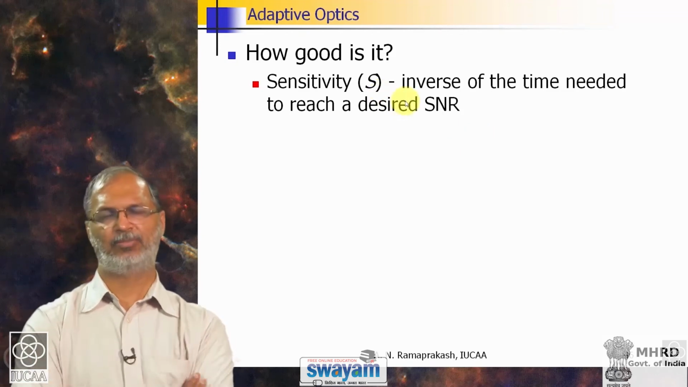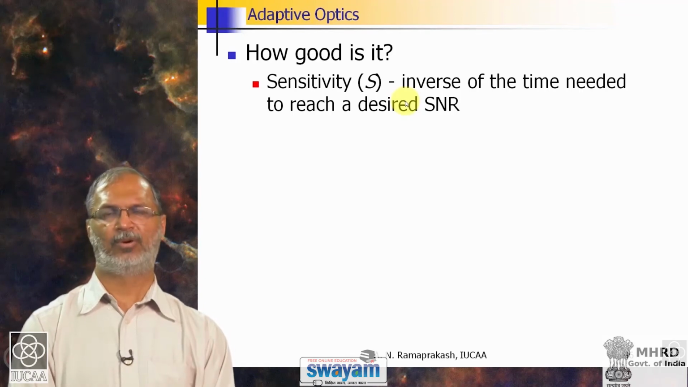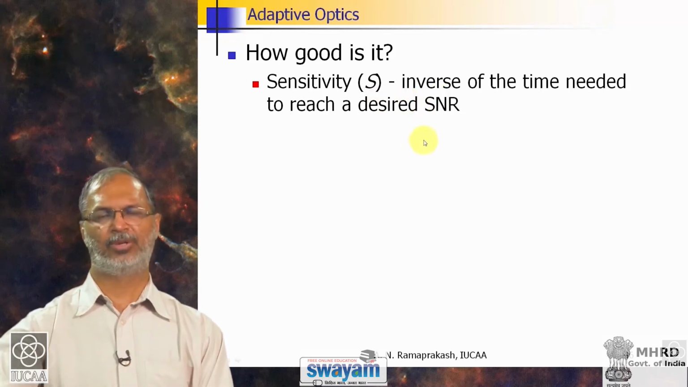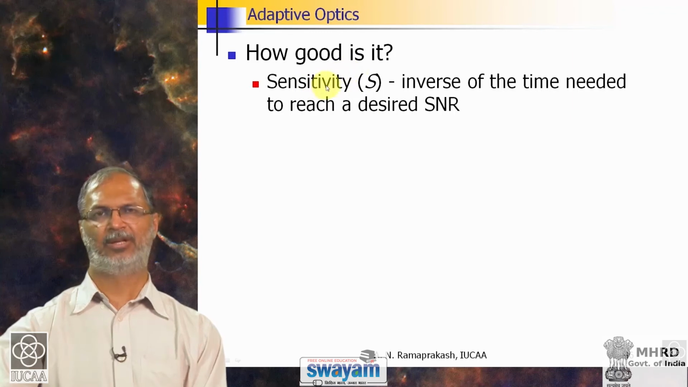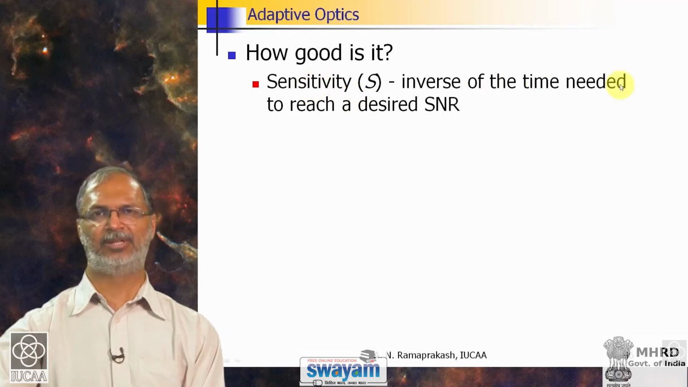Now, why is this adaptive optics compensation system important for a very large telescope? The reason is, as we discussed earlier, one of the reasons why we want to make large telescopes is to look at very faint objects, which means that the telescope has to be very sensitive. A sensitive telescope can detect objects which are very faint. Now, I define sensitivity here as the inverse of the time needed to reach a desired signal to noise ratio. Signal to noise ratio defines how accurately you are measuring. To achieve a desired signal to noise ratio, you need to collect a certain number of photons, and to collect that many photons you need a certain time of exposure, or certain duration over which you collect light from that object. So, the inverse of that time is defined as the sensitivity.